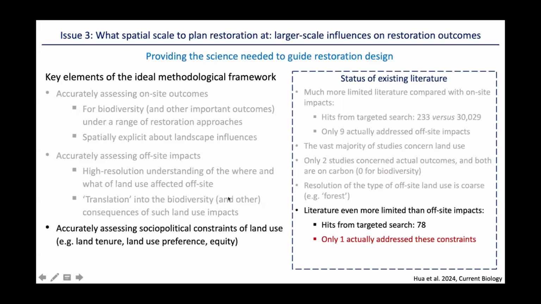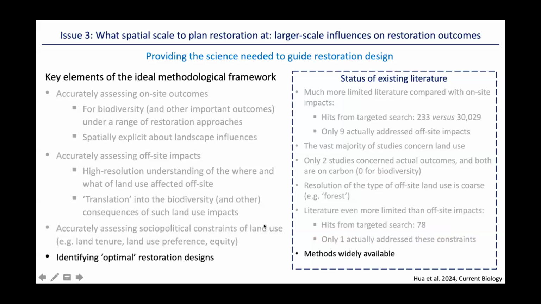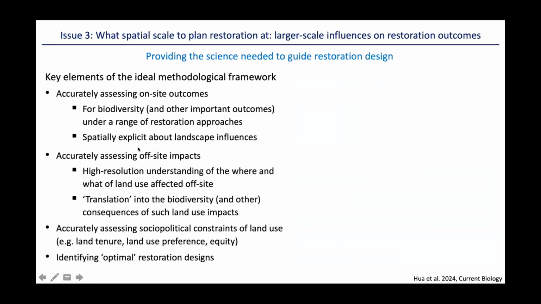Now, a third component of a requisite framework would entail being able to realistically incorporate socio-political constraints of land use, for example land tenure, land use preference of local communities, and equity, into a framework of land use planning. For this, we found an even smaller literature on existing studies dealing with this topic. And finally, the framework needs to identify optimal restoration designs in terms of combining on-site as well as off-site impacts, while considering socio-political constraints. For optimization per se, we know that methods now widely exist, but the challenge is really about the first 3 components.